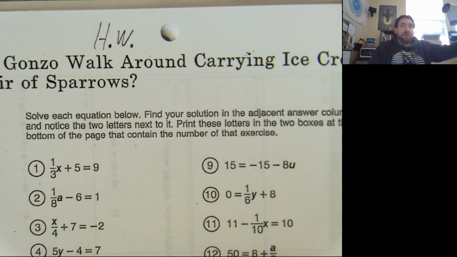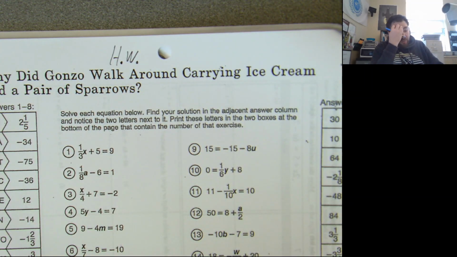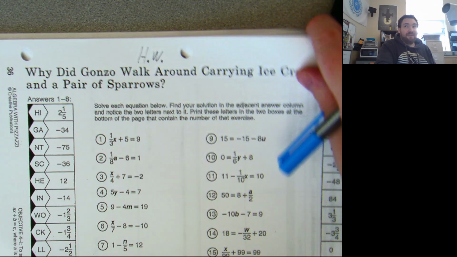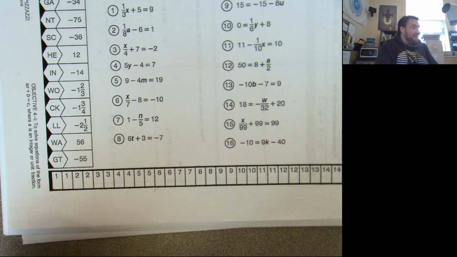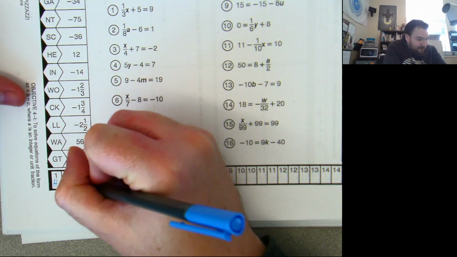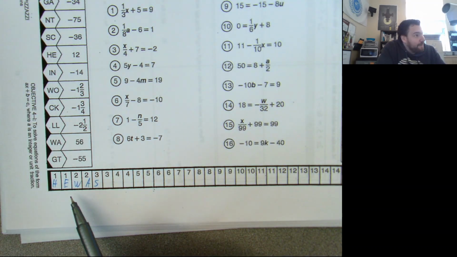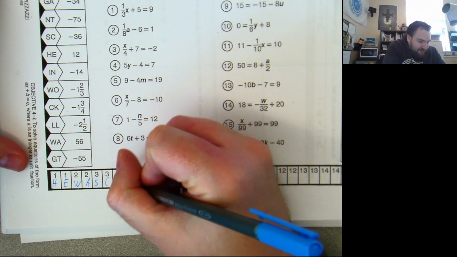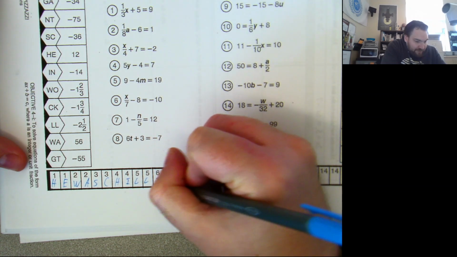Okay. Did anyone do... This was assigned. Why did Gonzo walk around carrying ice cream and a pair of sparrows? Did anyone get this one done? You have a solution? Okay. So what did you get? What do you think you got? He was... What was the next word? Sorry. Hold on. Sorry, Emma. You thought he was... Chilling. Chilling is correct.